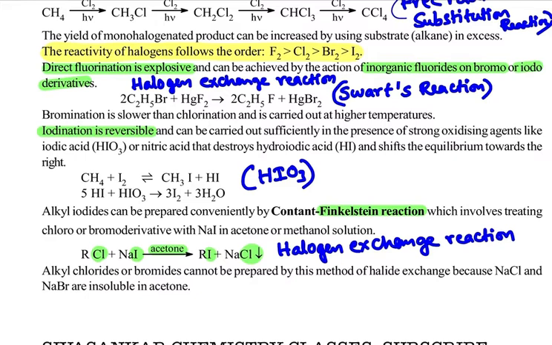But to prepare alkyl chloride and alkyl bromide, we have to take sodium chloride and sodium bromide. These are not soluble in acetone because of their ionic nature. That's why, by using the Finkelstein reaction, we cannot prepare alkyl chlorides and alkyl bromides. Students, understand? This is a very important point.